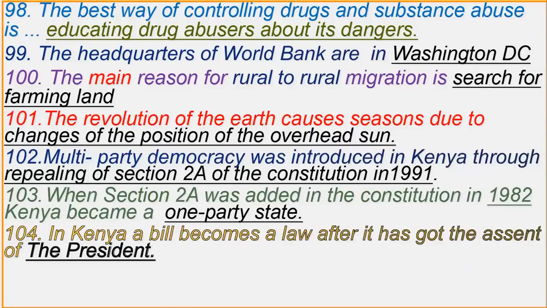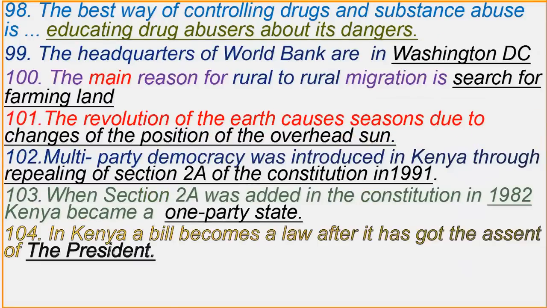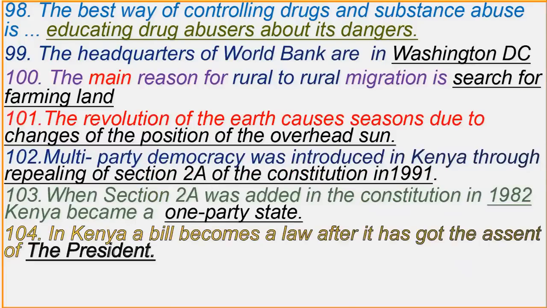Number 104. In Kenya, a bill becomes a law after it has got the assent of the president, who is the commander-in-chief, the head of the state, and the head of the executive arm of the government.